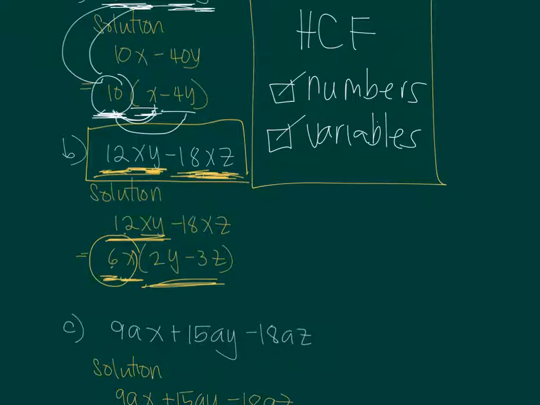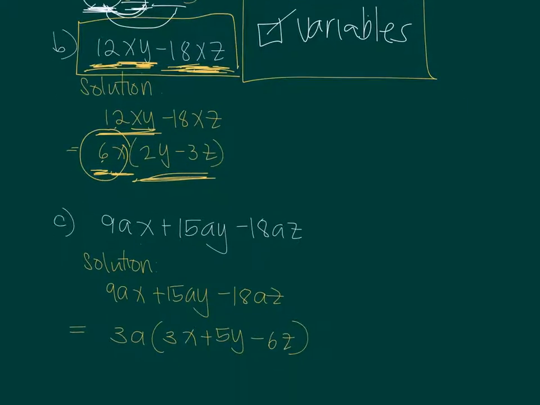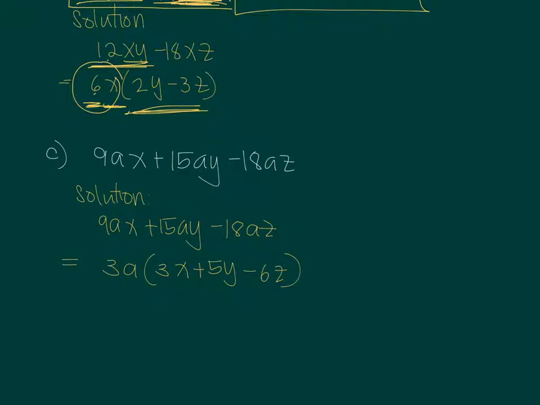So the factored form of 12xy minus 18xz is, the common factor is 6x, then the remaining factor 2y minus 3z. Okay, finally we have letter C. In letter C we have 9ax plus 15ay minus 18az. So again, we look for any common factor. 9, 15, 18, all divisible by 3. And that's the highest for these three numbers, so that's a 3. Then for the variables, the common letter, the common variable is a, so you can factor that out.